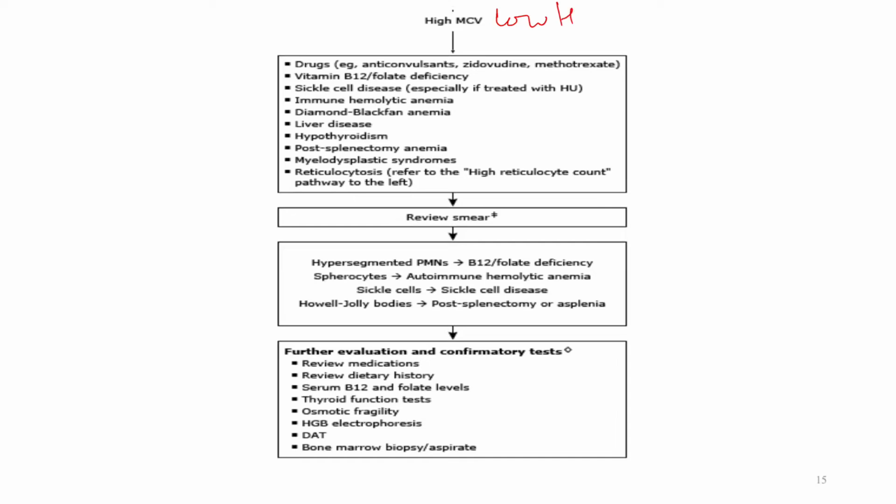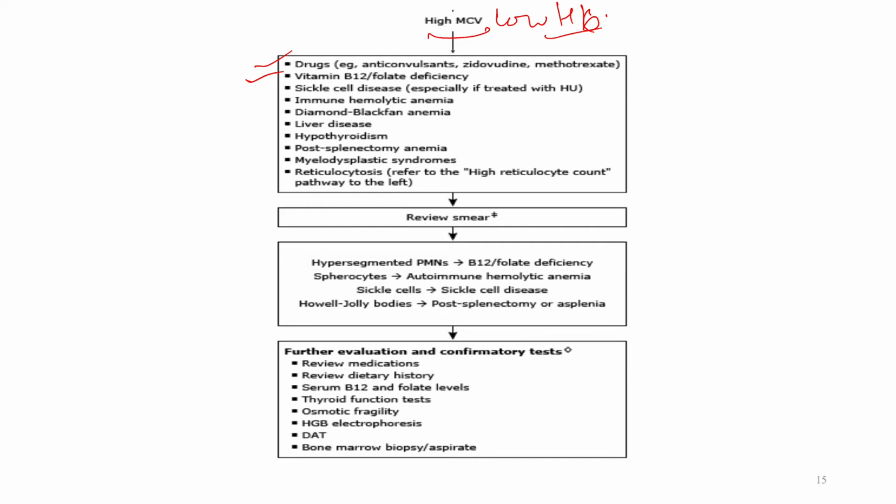If the patient's HB is low but MCV is high, low HB, high MCV, then the causes can be drugs like anticonvulsants, zidovudine, methotrexate. We have to take history whether the patient is taking some anticonvulsant for epilepsy, zidovudine, that is an antiretroviral drug, or methotrexate for rheumatoid or other rheumatic disorders.